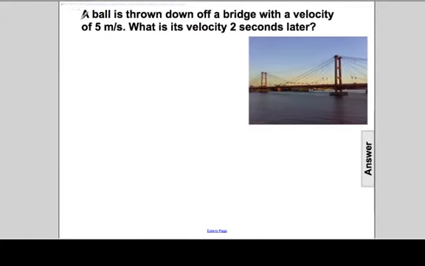Here's another problem, a little bit of a variation. The ball is thrown down. So you throw it down and it's going to fall as time goes on. If you throw it with an initial speed of 5 meters per second, the question is, what is its new speed at some time later, in an elapsed time of 2 seconds?